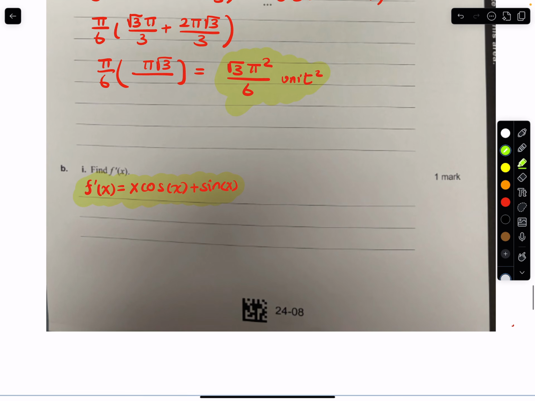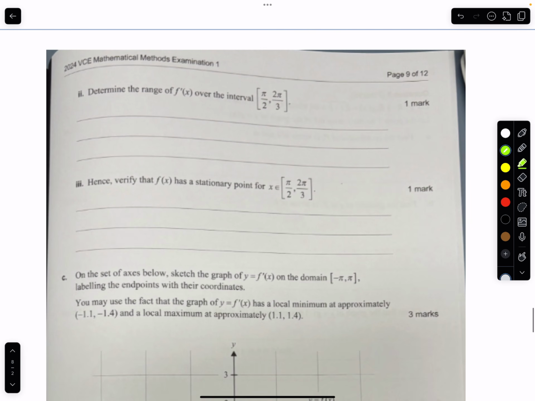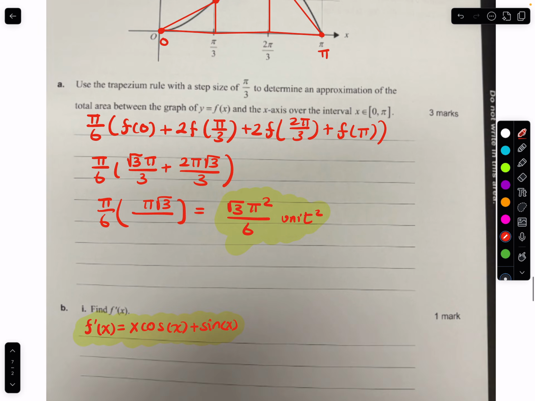Next question. Determine the range of f dash of x over the interval pi on 2 to 2 pi on 3. Okay, so the range of f dash of x. Wow. Okay, we need to think about this. All right, so pi on 2 to 2 pi on 3 is where?